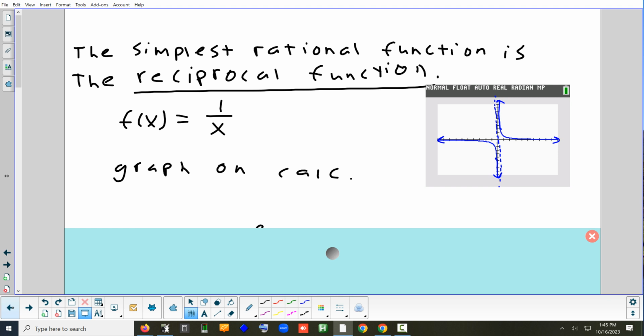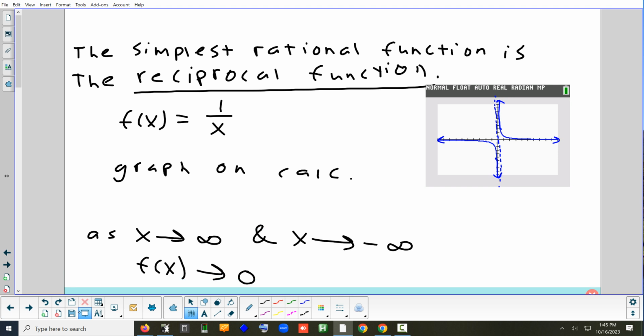Now, what happens as you head further and further to the left? What does it look like that graph is getting closer and closer to? The x-axis. The x-axis again, which would be 0. The difference is the one on the right is kind of coming down towards it and never touching it. And the one on the left is coming up towards it, but never touching it. So in both cases, as x heads to the right, that's what this means.